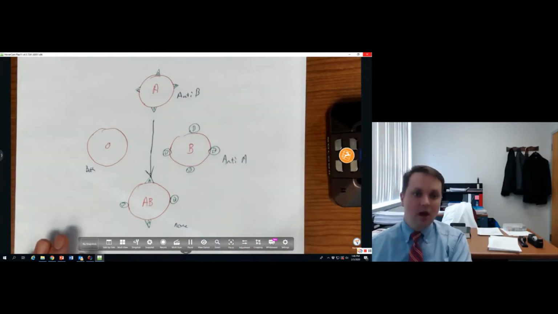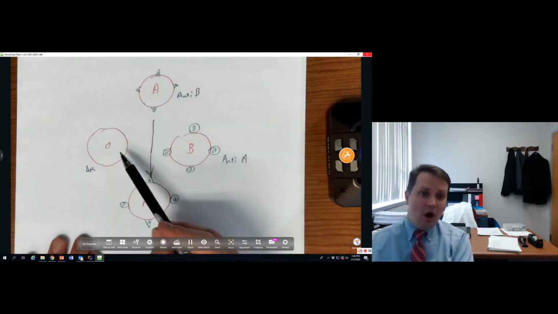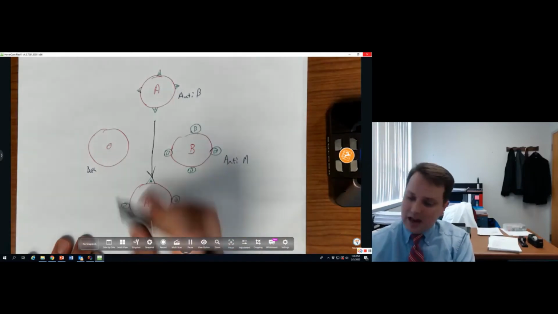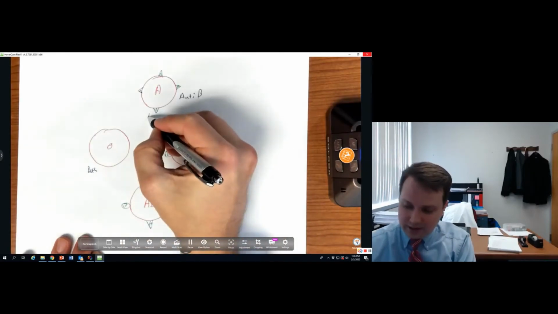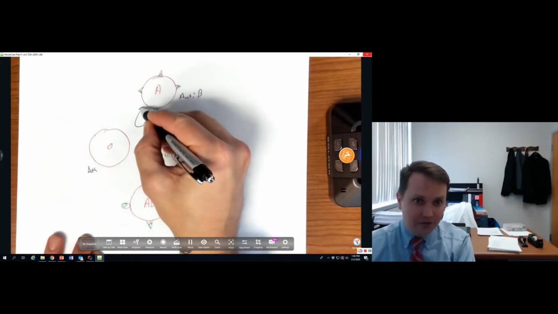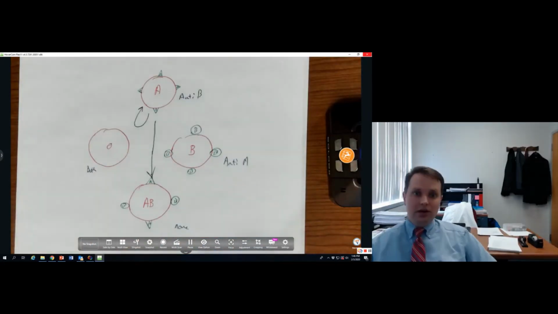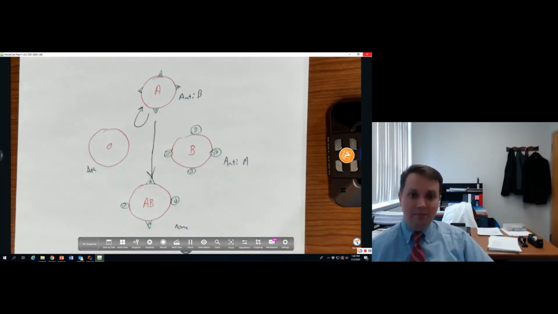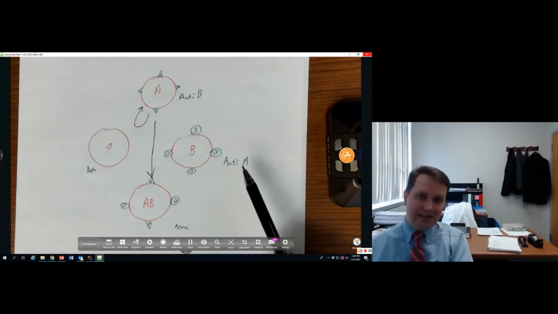Now, can A give to O? O has both, so it has anti-A, so it cannot. And A can give to itself. So A can give to itself and AB, but A cannot give to B or O. A cannot give to B because B blood has anti-A antibodies in it.